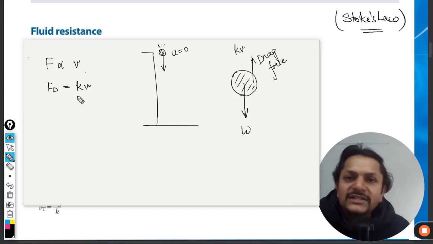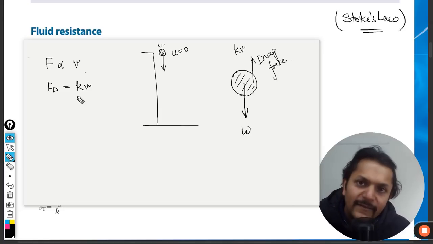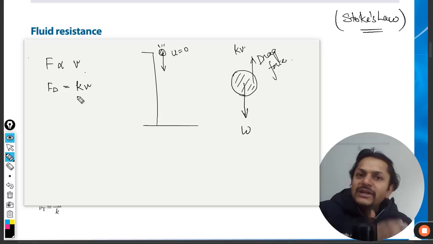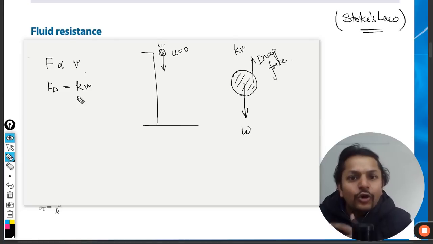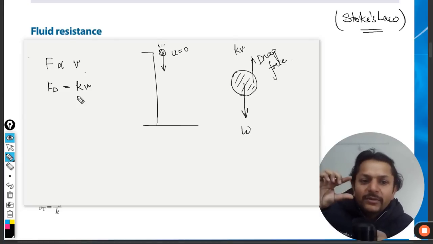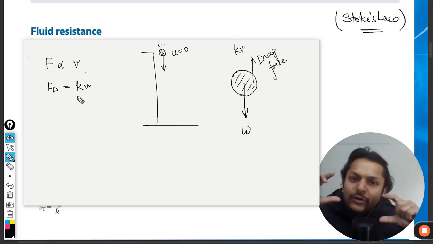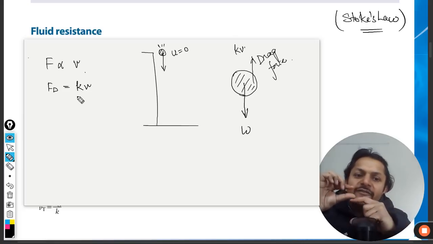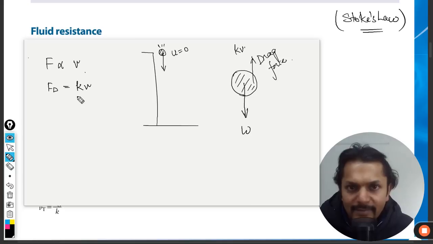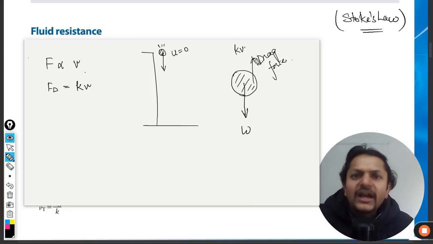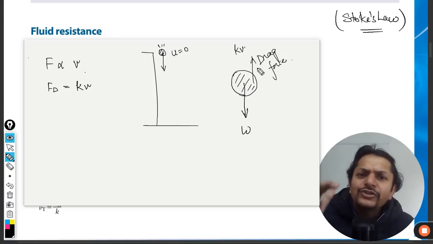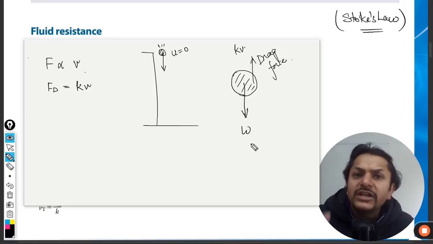Gradually the velocity starts increasing. As the velocity builds up, the drag force also starts becoming bigger and bigger. The weight is constant, but the drag force is increasing in its magnitude like this. After some time, the body reaches such a velocity that the drag force magnitude becomes equal to W, that is weight.